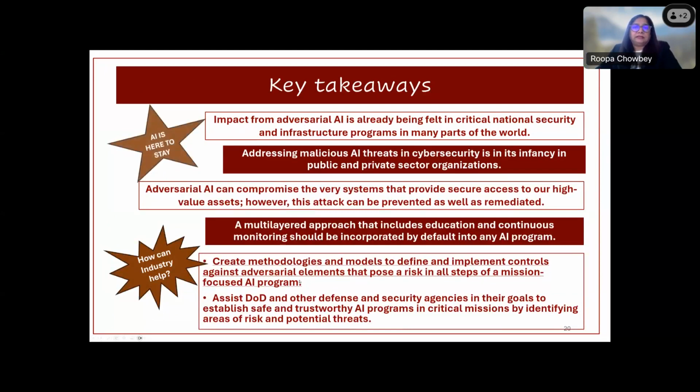But I would like to say that while the impact of adversarial AI has been felt by many countries around the world, by virtue of several high-profile, sophisticated breaches in both the public and private sectors, we see that only a limited set of preventive and detective controls have been developed thus far. So addressing adversarial threats in a standard institutionalized manner is still in its infancy.